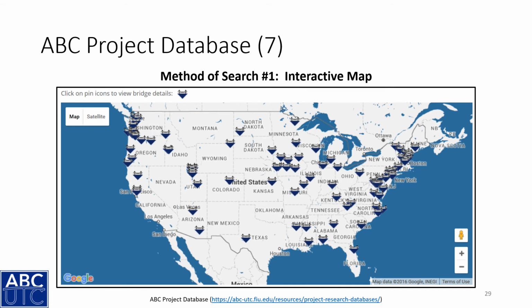There are a few different ways that you can search the database. The first method is to use the interactive map. With this, you can zoom into the state or where you're located, and you can see what projects are close to your university. So you can try to connect your students to a local ABC project.